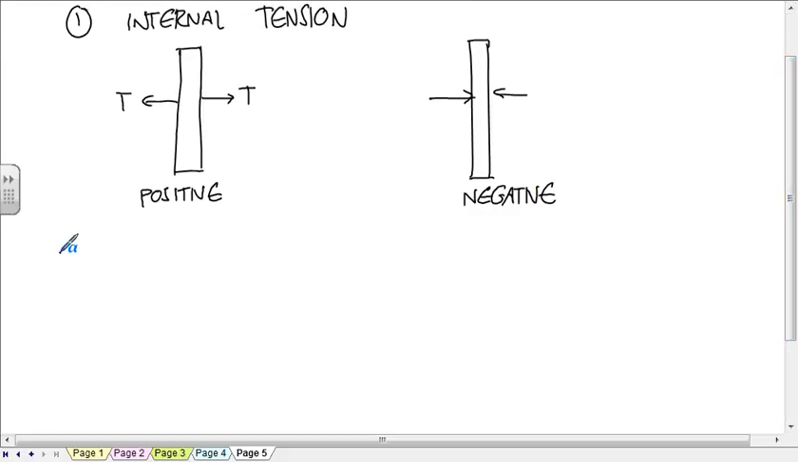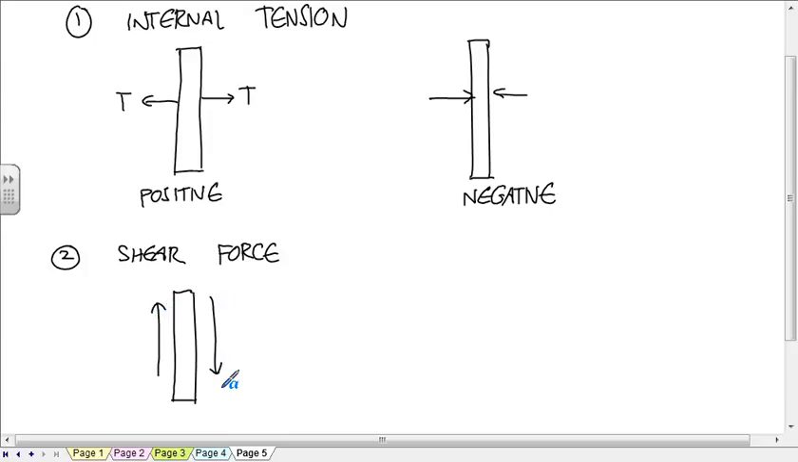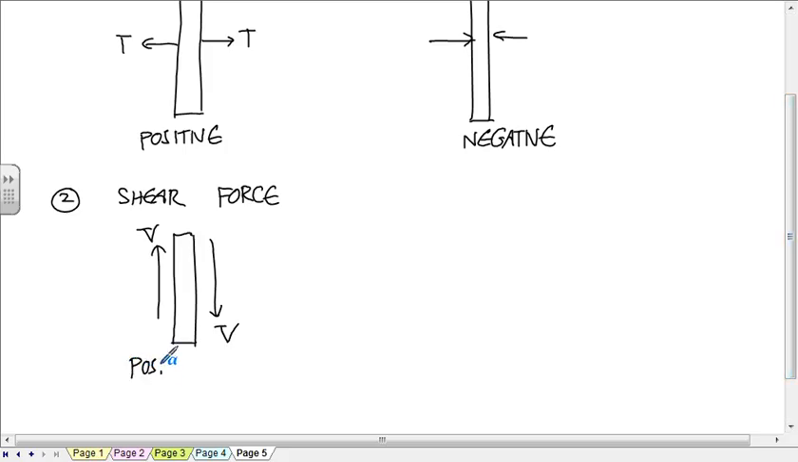And the second thing we'll talk about is the shear force. We didn't have any internal tension in that example I just did, but we did have shear force. So if your sliver looks like this, that's called a positive shear force. And if it's the other way, it's negative.